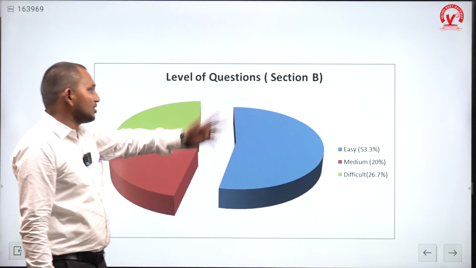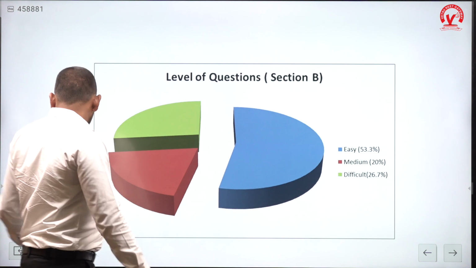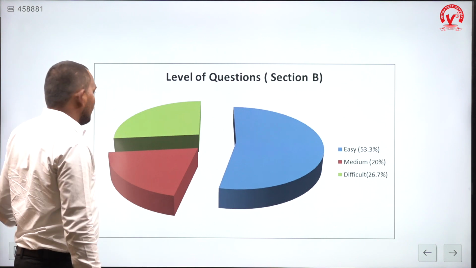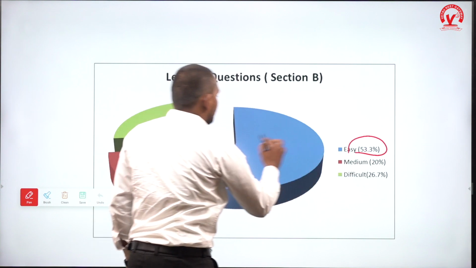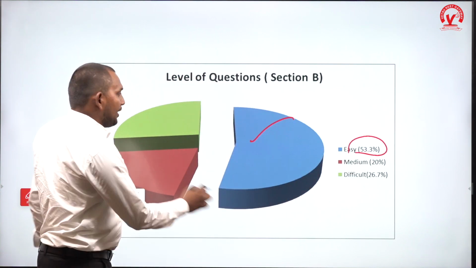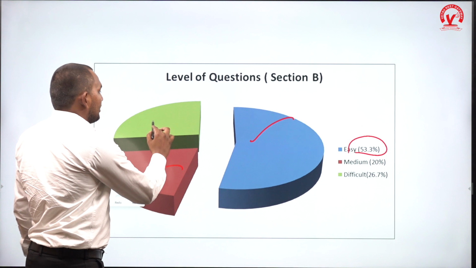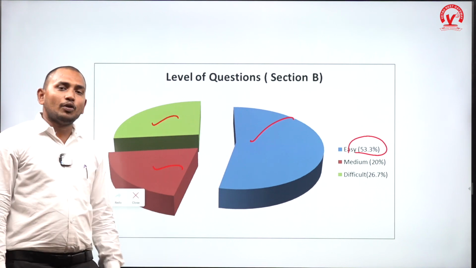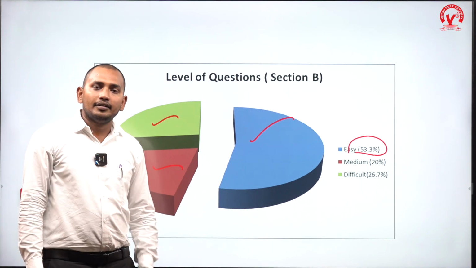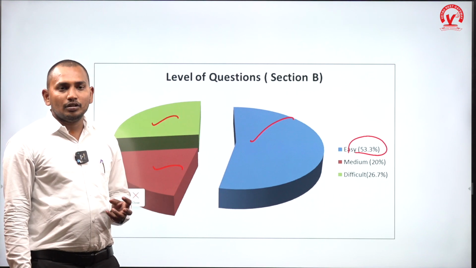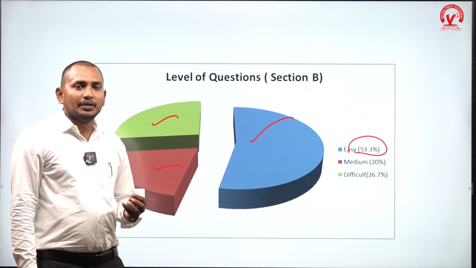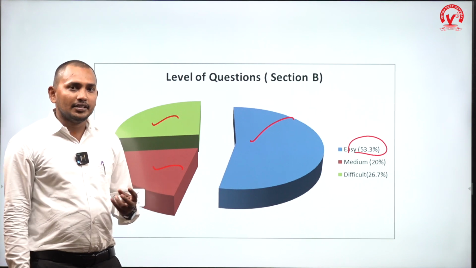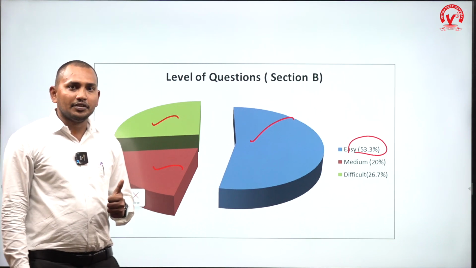And the level of questions in section B. In section B, easy questions are 53%, medium questions 20%, and difficult questions 26.7%. Overall, I felt this NEET 2023 physics paper is easy. Thank you. All the best for your future.